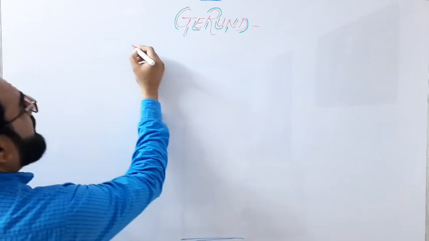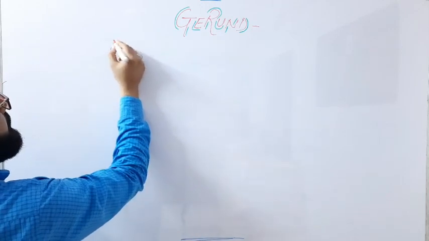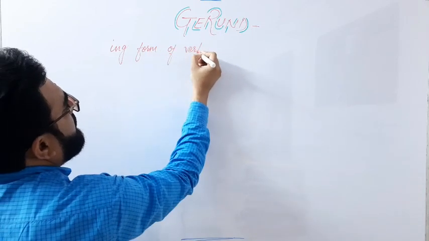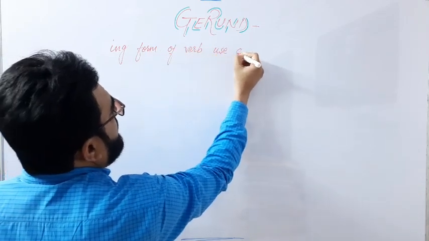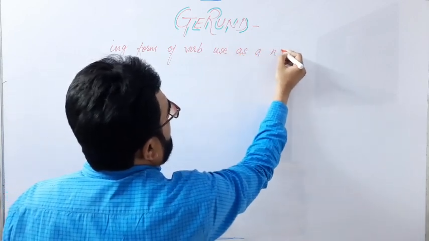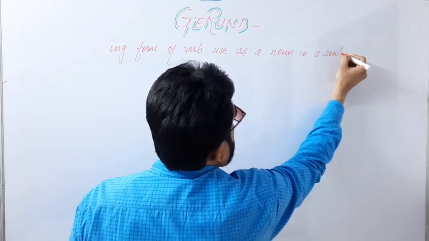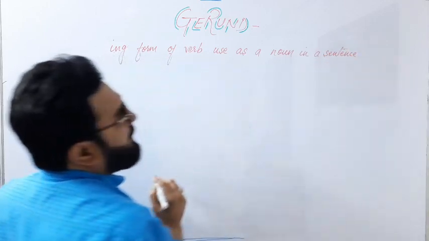The proper definition of gerund is the ing form of verb, that is called present participle form of verb, which is used as a noun in a sentence, is called as a gerund. Got it? So let me write: ing form of verb used as a noun in a sentence is called as gerund.